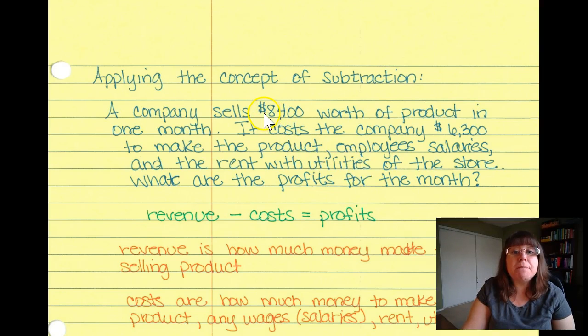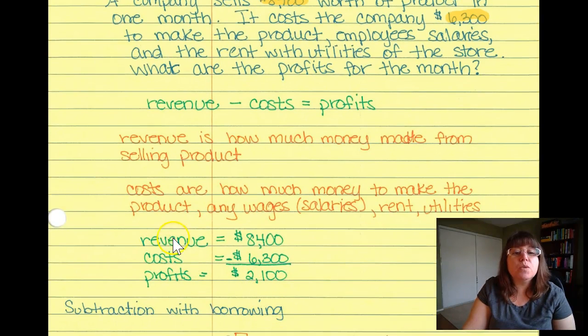Now, when we make money for a company, we call that revenue. So the $8,400 is our revenue. What it takes to make the product, including the salaries, including the rent and the utilities, is our costs. So the $6,300 is going to be our cost. And if we subtract the two, we know what our profits are. So revenue minus cost will equal profit.